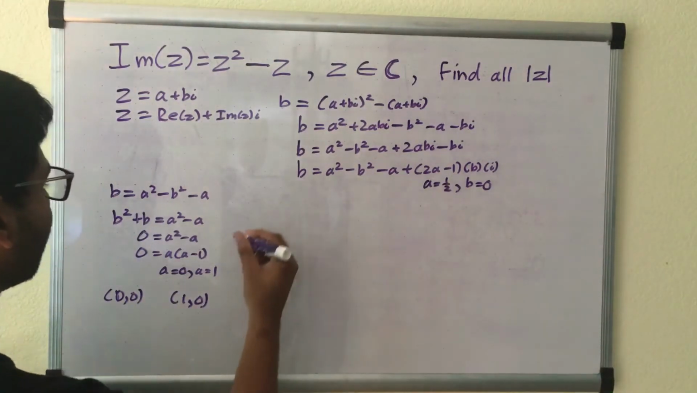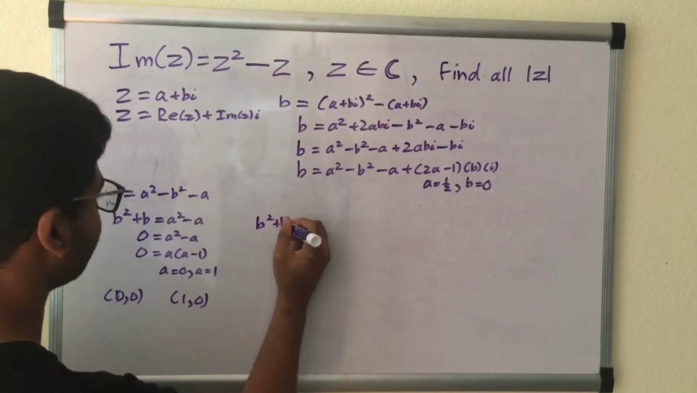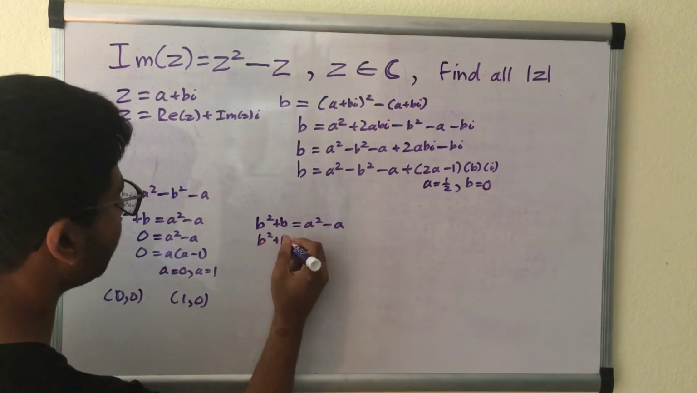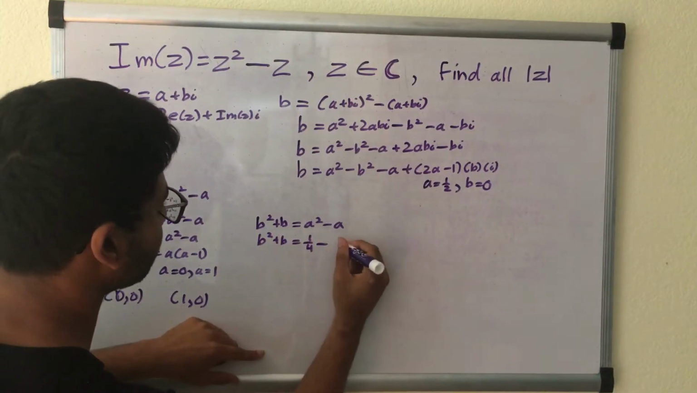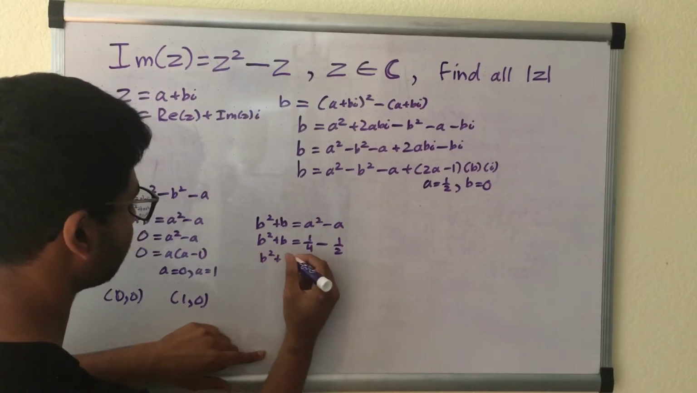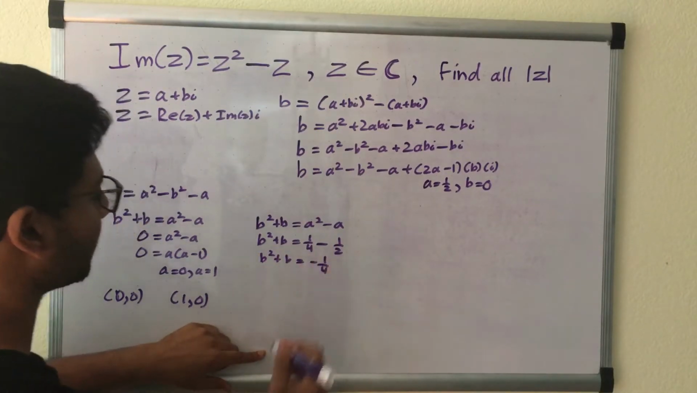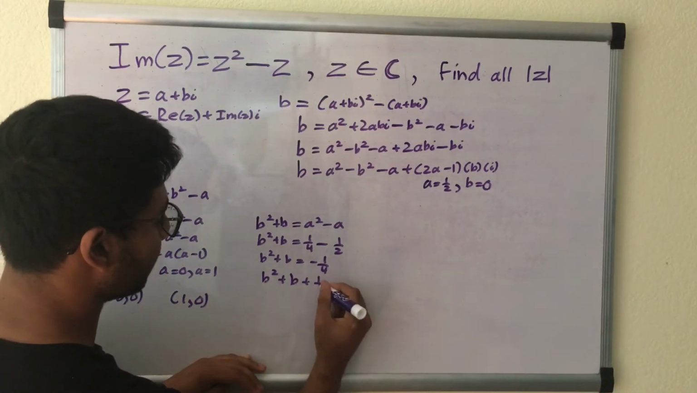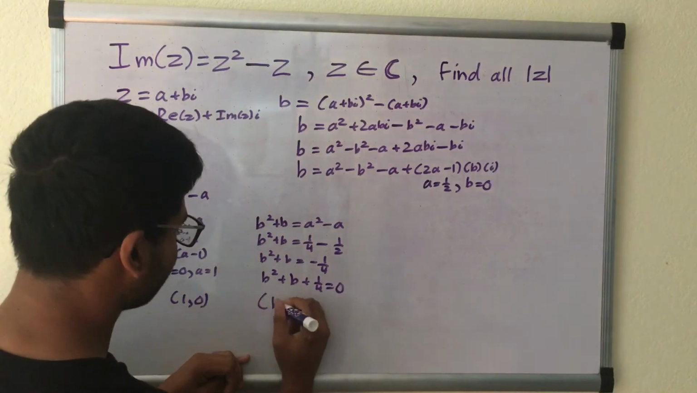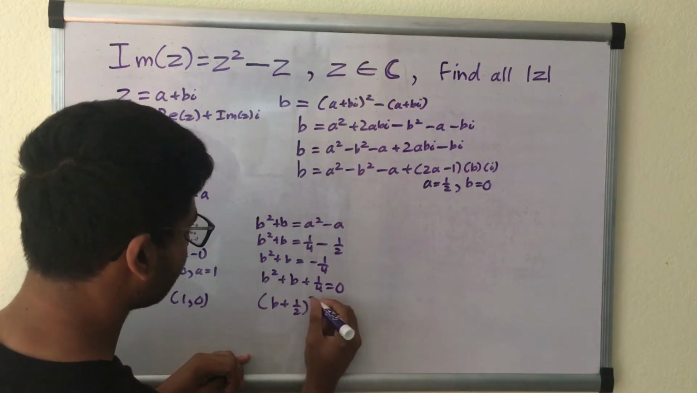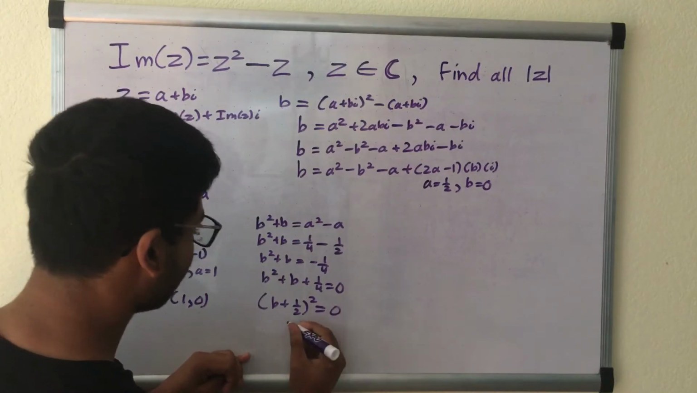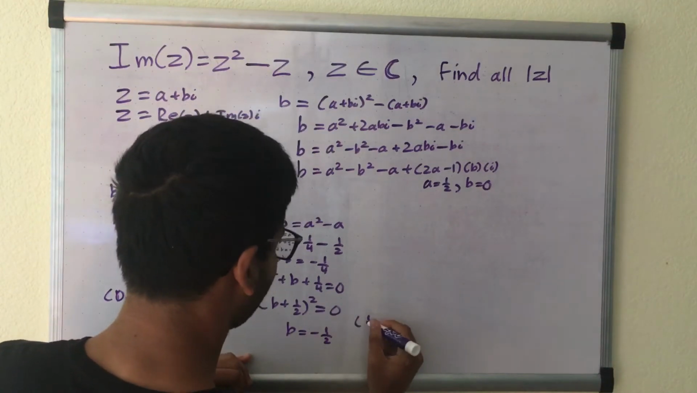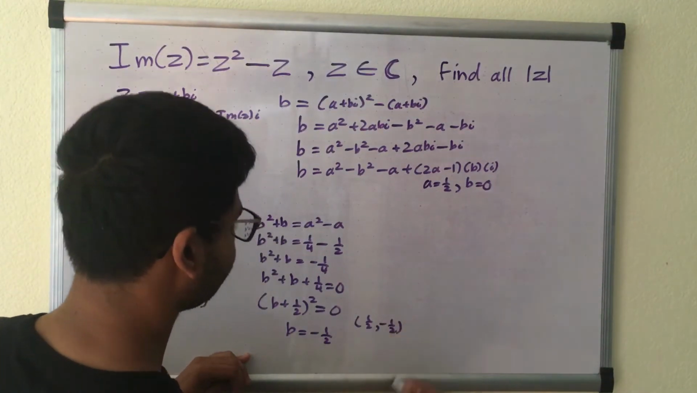Now let's plug in a equals 1/2. So we get b squared plus b is equal to a squared minus a. This gives us b squared plus b is equal to 1/4 minus 1/2. b squared plus b equals negative 1/4. Moving that to the left side, we get b squared plus b plus 1/4 equals 0. And this is actually a perfect square trinomial, (b plus 1/2) squared equals 0, which gives us b equals negative 1/2. So this gives us the solution (1/2, negative 1/2).